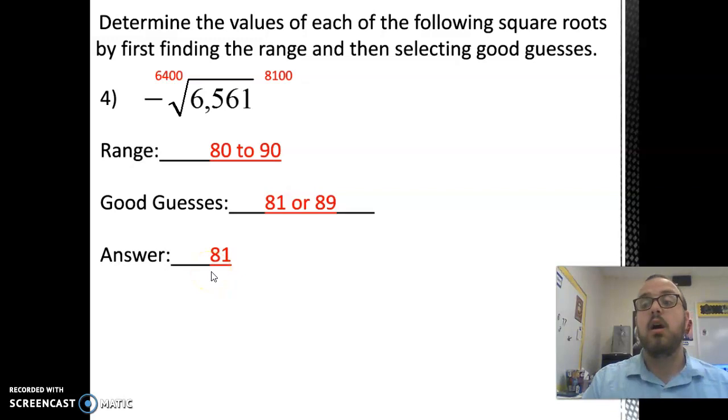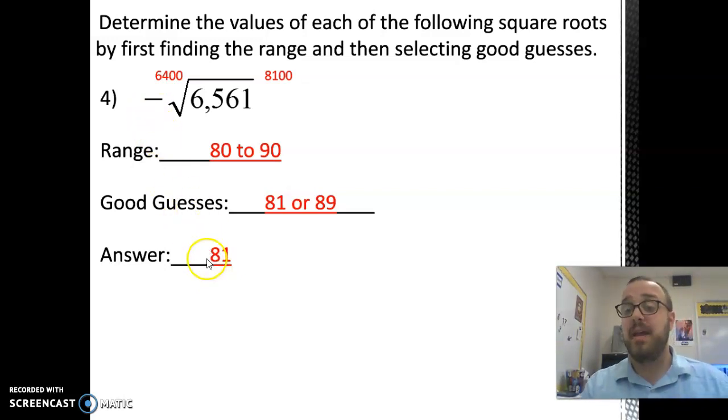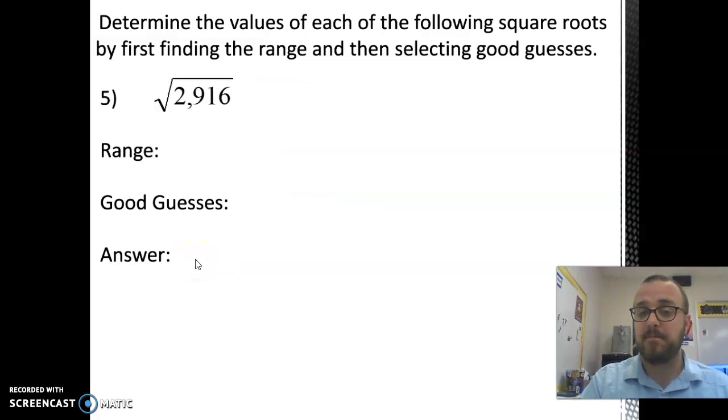Now, if you'll notice, I'm actually missing something here. What should be here? Oh, Mr. Guy, they asked for the secondary root. You didn't give us the secondary root. Make sure you're paying attention to that. There actually should be a minus 81 here, okay? Negative 81 should be your answer there.